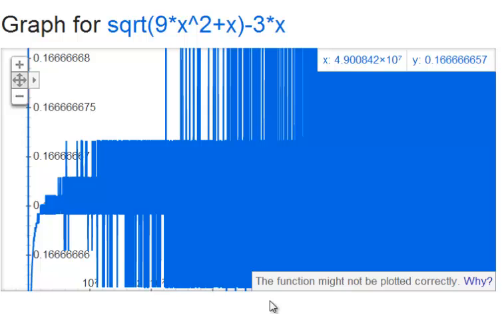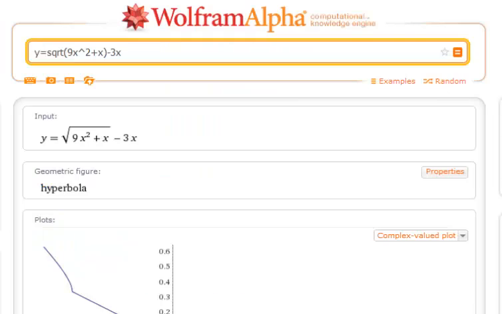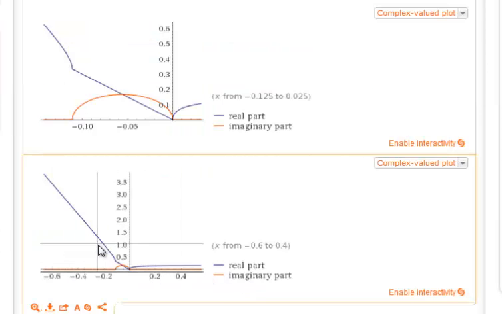It says the function may not be plotted correctly. Yeah, no kidding. It's a mess. So I can try Wolfram Alpha. The graph we're looking at here is the blue graph right here. And it looks like a big hockey stick, but it doesn't look like it's 0. You see that the real part's above 0.